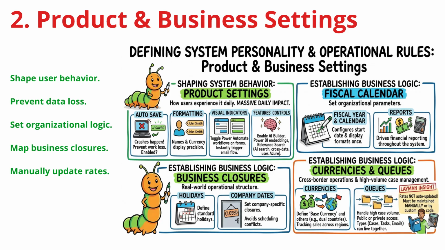Moving over to business logic, we establish the core operational rules. This includes configuring your unique fiscal year to drive financial reporting and defining business closures, like holidays and company-specific dates, to keep scheduling seamless. Finally, we handle complex operations with global currencies, remember to update rates manually, and organize high-volume workloads using standard or private queues for cases, tasks, and emails.